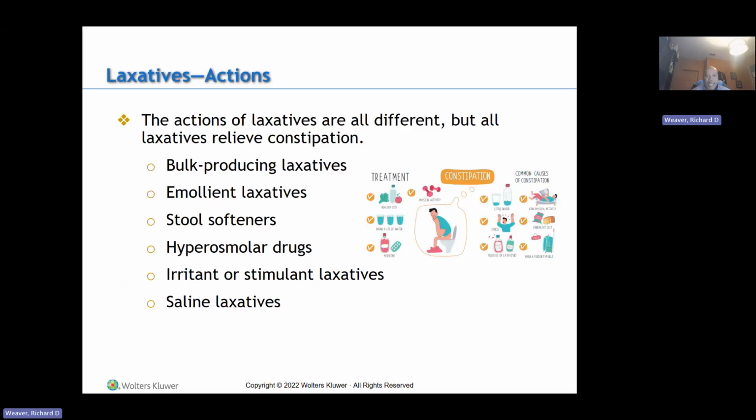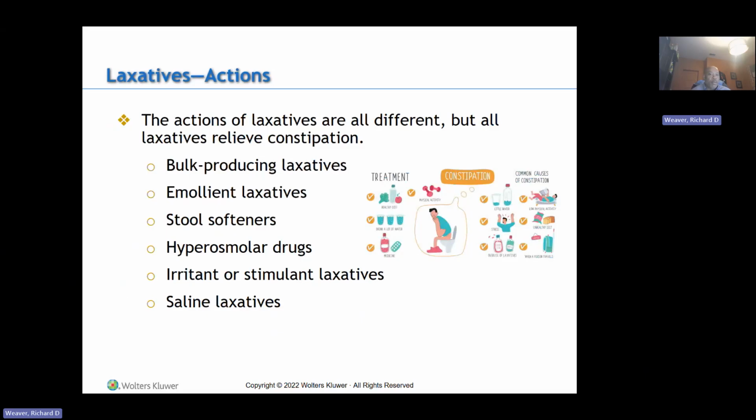It can sometimes slow it down. Now, the emollient laxatives lubricate the intestinal walls and they soften the stool, thereby enhancing passage of fecal material. Mineral oil is an emollient laxative. You're just lubricating the walls of the intestine, and that makes stools a whole lot easier to move.